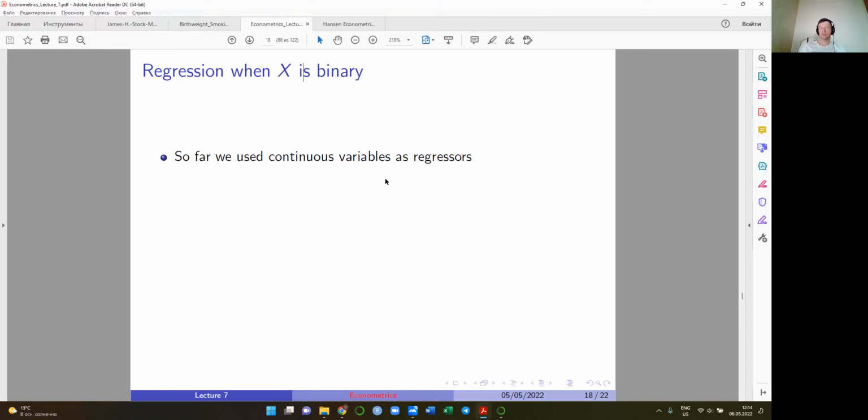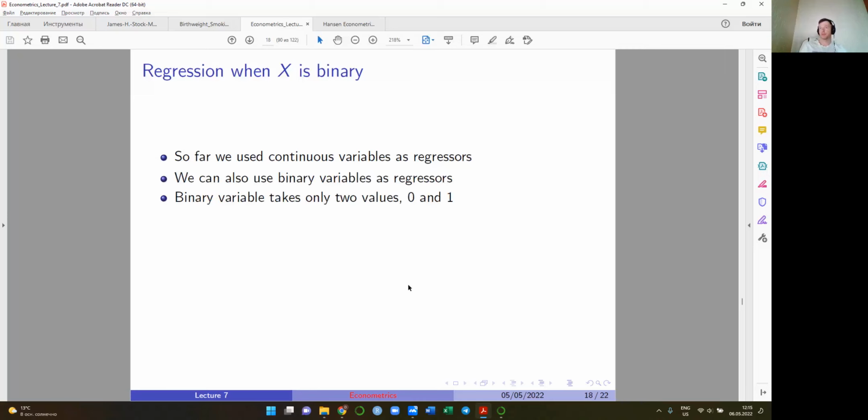So far we used continuous variables as regressors, right? So we had, for example, the class size, which takes any number from something like 15 to 25. In that data set, we had the percentage of English learning students, which is also from 0 to 100, any number. But sometimes we can use binary variables as regressors. And these binary variables are variables that take only two values, 0 and 1.